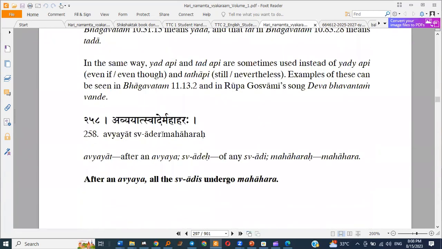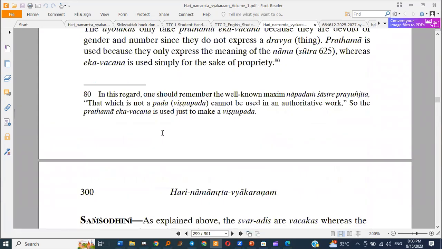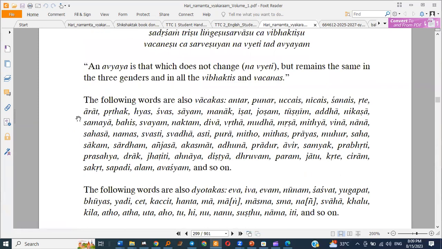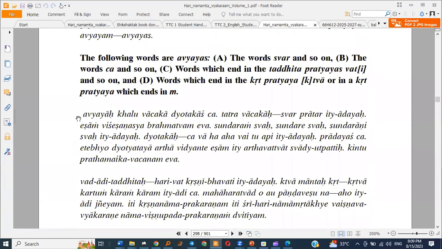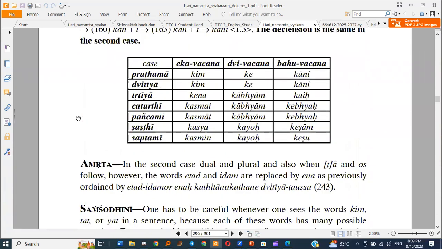Okay, so I think we are just going to finish. Yeah, just 2-3 more pages. Okay, we'll resume in the next class. And we'll complete the second chapter. Yeah, just I think 2 more chapters. Okay, so we'll resume in the next class.